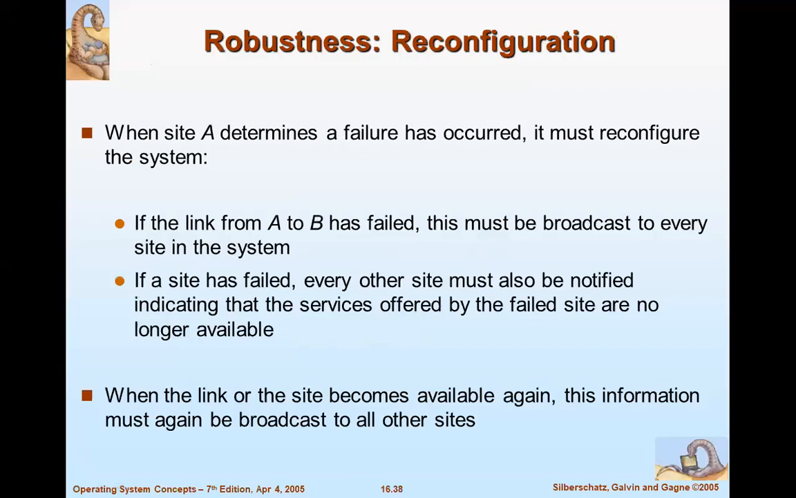Similarly, for robustness or reconfiguration, when site A determines a failure has occurred, it must reconfigure the system. As I told you, a robust system is just a fault tolerant system. If the link from A to B has failed, this must be broadcast to every site in the system. If a site has failed, every other site must also be notified, indicating that the services offered by the failed site are no longer available.